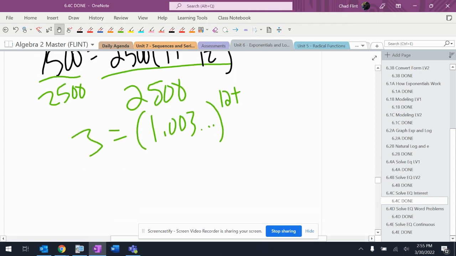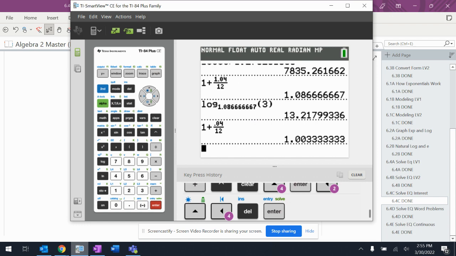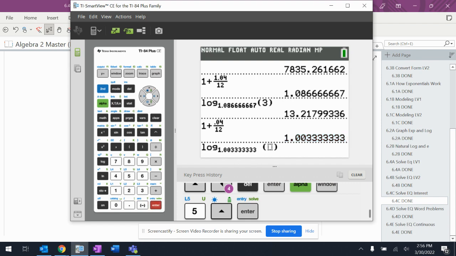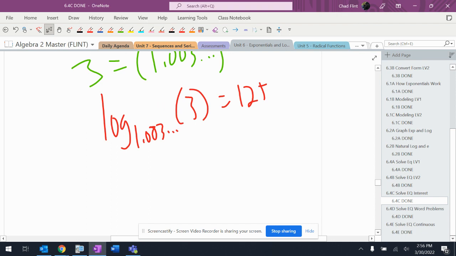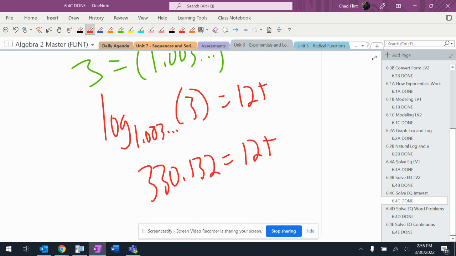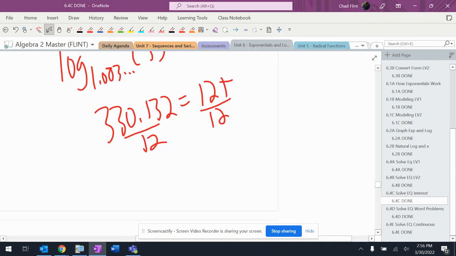Okay, and now I'm going to change the base to log base 1.003 of 3 equals 12t. All right, so I'm going to do that. Then let's go ahead and do alpha window 5. It's log base this of 3 is 330.132. 330.132 equals 12t. And then I'm going to divide this by 12, and it's going to be close to 30 years. 27.511. 27 and a half years.